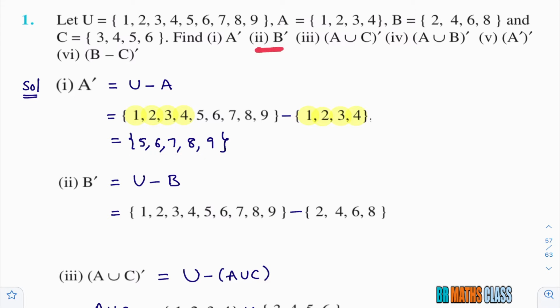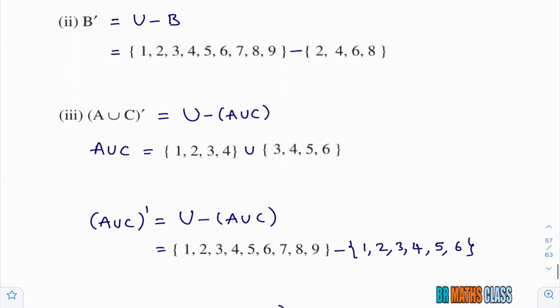Similarly, in the second bit, what are they asking? They are asking B dash. What is the formula for B dash? The formula for B dash is U minus B. First, I wrote universal set minus set B. How to write U minus B? You just identify the common elements. 2 is common in both, 4 is common in both, 6 is common in both, 8 is common in both. Other than common elements, what elements are remaining in the first set? That is U minus B. So what are remaining? 1, 3, 5, 7, 9. So that is B dash, right?